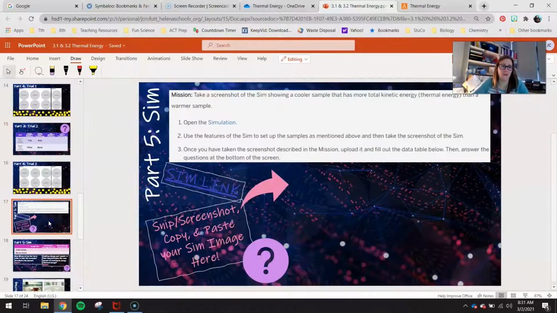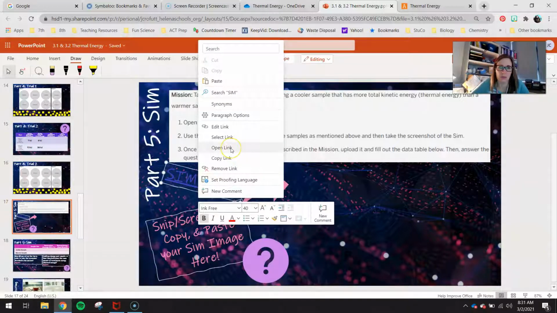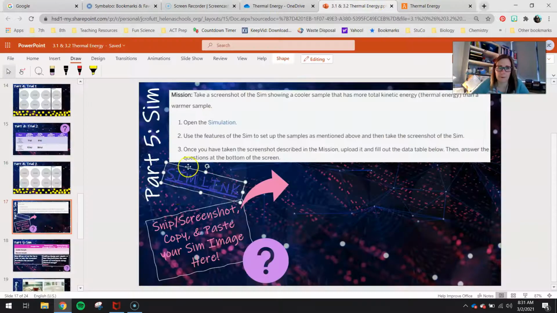Okay, moving on, part five is your simulation. You guys need to open your sim link here, so right click and open up, and you guys should be in your sim right here. Okay, so open the sim, use the features of the sim to set up samples as mentioned above, and then take the screenshot of the sim.